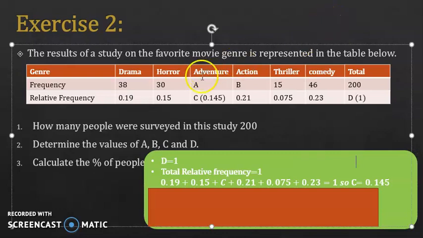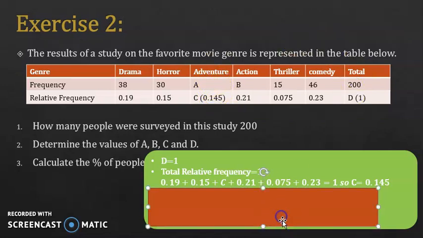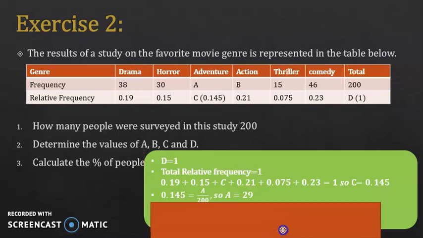Now let's look back at A and B. Since now you have the relative frequency of adventure, you can know the frequency of adventure. Because there is a rule that relates the relative frequency and frequency, which is that the relative frequency is equal to the frequency over the total frequency. So we can know that 0.145 is equal to A over 200. And now you can get A by cross multiplication. So you will get that A is equal to 29.